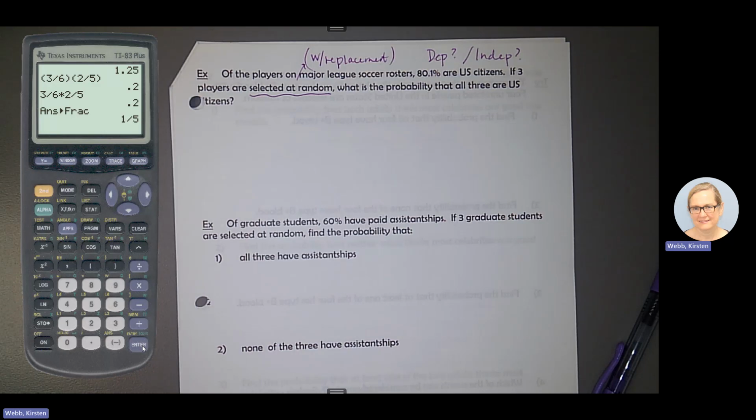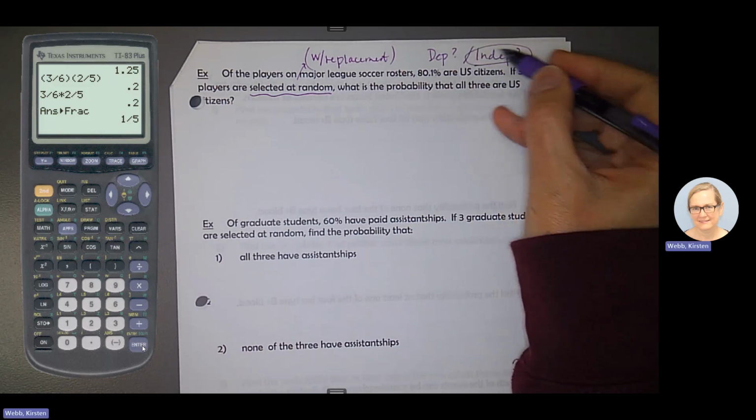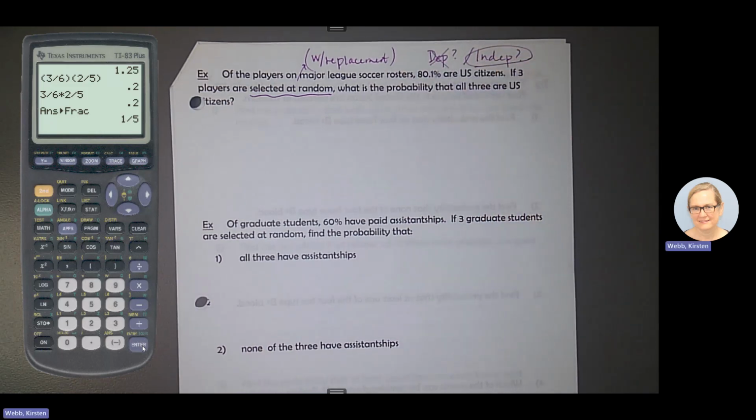So like if a name is picked off the list, it is replaced and stays on the list and could be picked again. What does that mean as far as dependent or independent then? Independent, that's right. So plain old random selection is always independent unless they tell us otherwise that we're gonna have replacement? Or that we're not gonna have replacement?